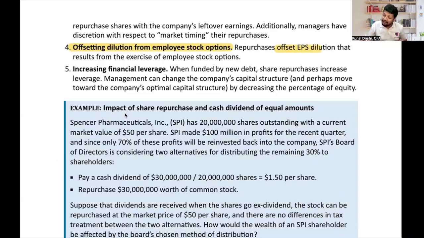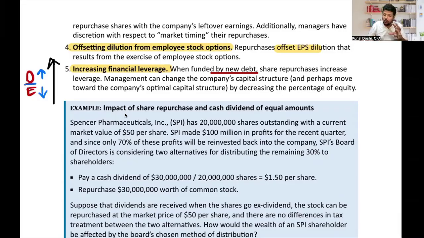Got it? And finally, leverage. Will buyback make the company more leveraged or less leveraged? See this. Whenever there is debt funding, companies borrow, so they increase their debt, and they buy back the equity. In a debt-equity ratio, when you borrow, your debt goes up, and if you do buyback, your equity goes down. So overall, your leverage increases, isn't it?